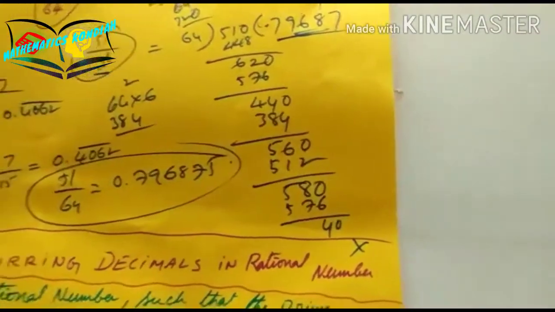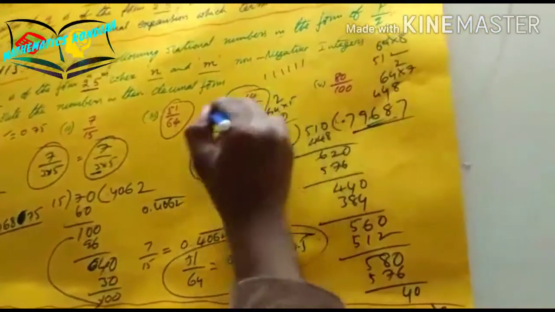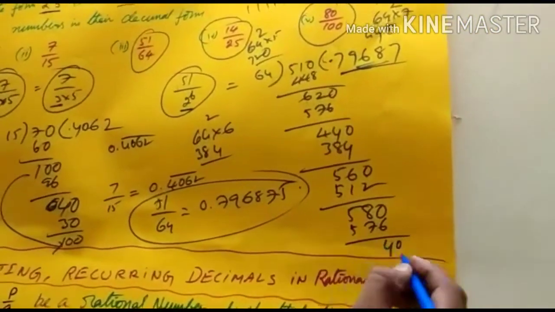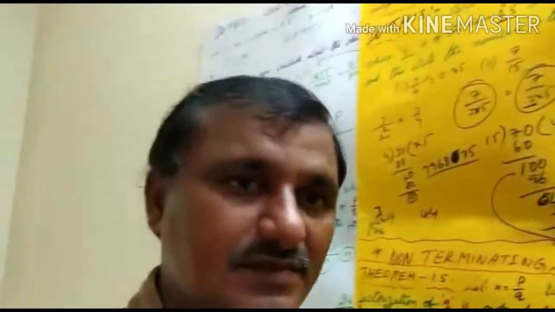These are the remaining ones: 14 by 25 and 18 by 100. That is your homework. Let us stop there, tomorrow.